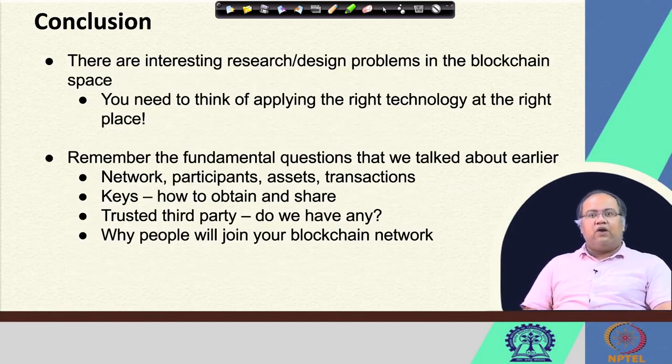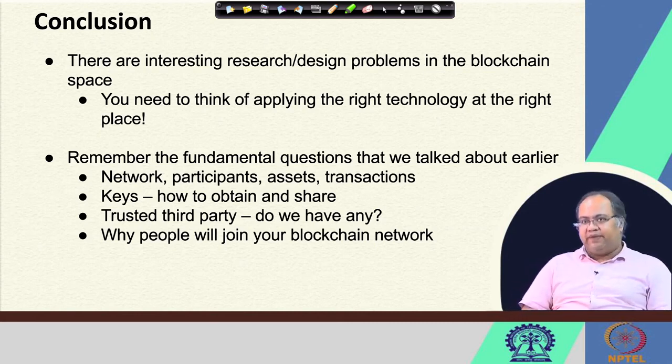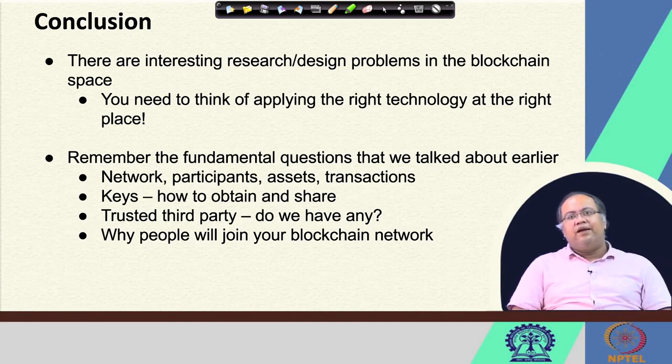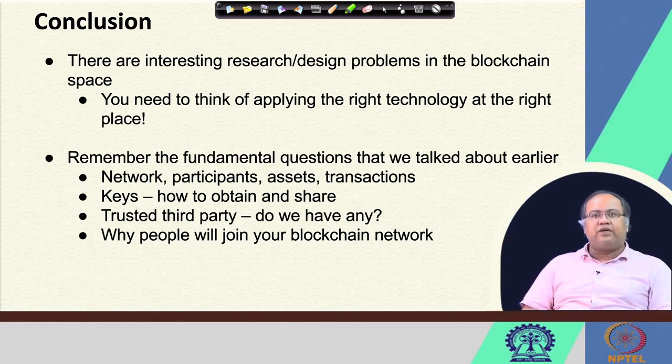So in conclusion, what we see is that there are interesting research and design problems in the blockchain space. But you need to think of applying the right technology at the right place. As I mentioned, in this particular problem where I have shared our experience, we have looked into the problem entirely from the technical perspective, from an academic research perspective. We have tried to come up with a consensus mechanism through which we can facilitate transfer of information from a public blockchain to a private blockchain, and then get back the response from the private blockchain and send it back to the public blockchain.